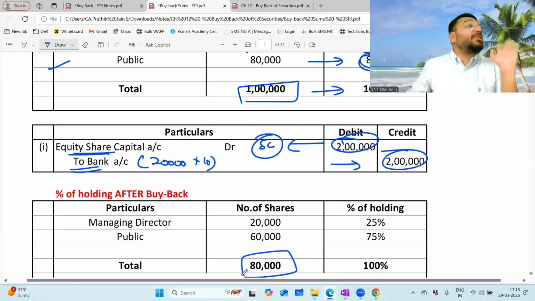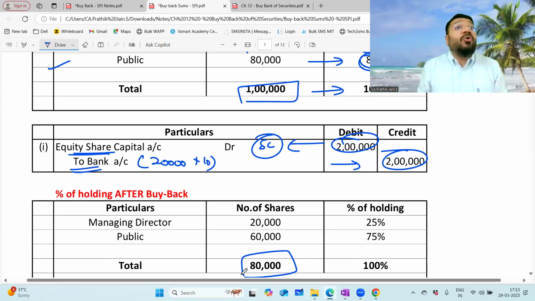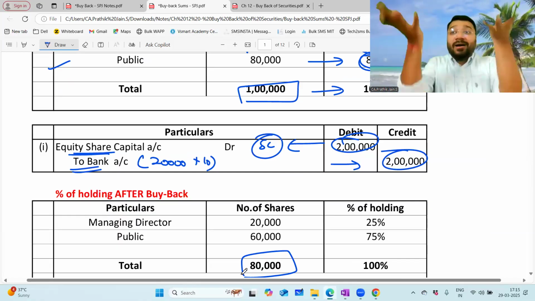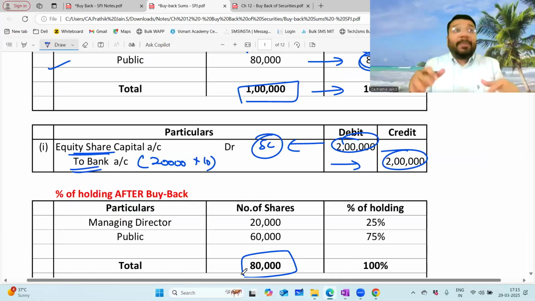You have cancelled the shares. Some people have a doubt: this 20,000 shares that you took back, where did those shares go? I am telling you, we have torn them. Gone. Where will you go and search after that? We have cancelled, boss. We have repaid, as we had surplus money.